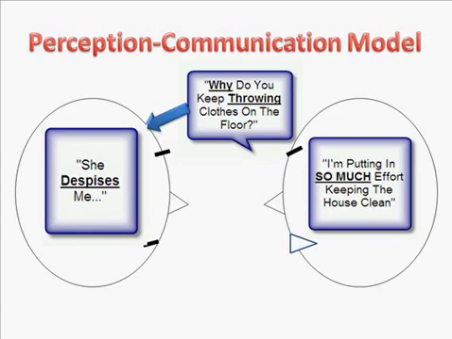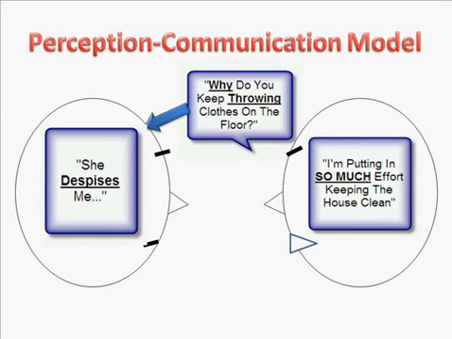The interpretation is, she despises me. So there's an equivalent. In NLP, we call that a complex equivalent, where one idea is taken to be an equivalent of something else. But in reality, the deep structure says something completely different. And if we analyze the deep structure and we actually get the wife to say something, she may not even be thinking that she despises him. Maybe she just wants some cooperation and she's just frustrated. And maybe behind that frustration is a lot of love for the family.